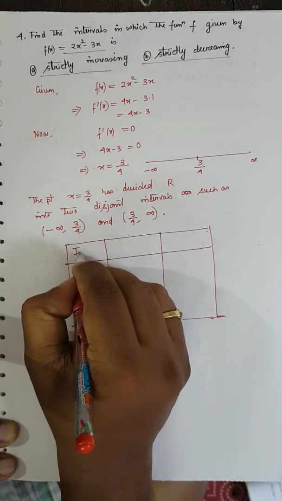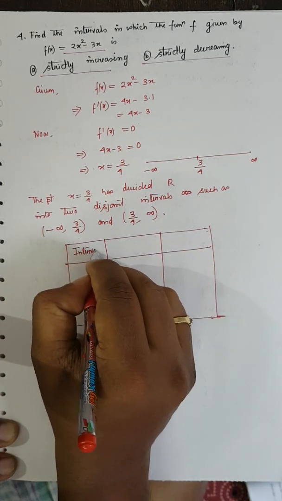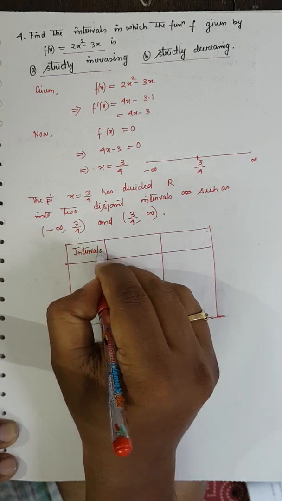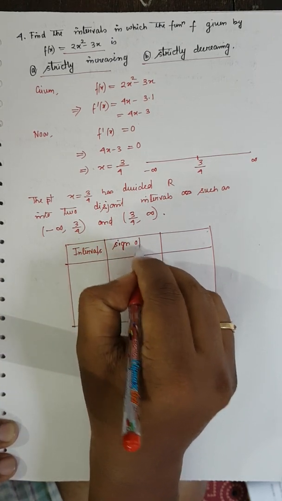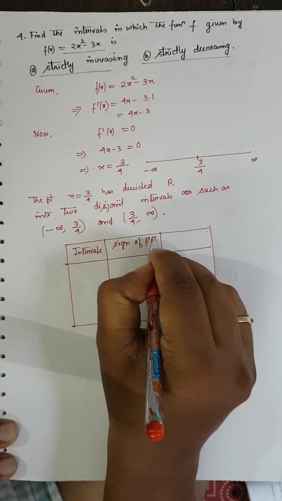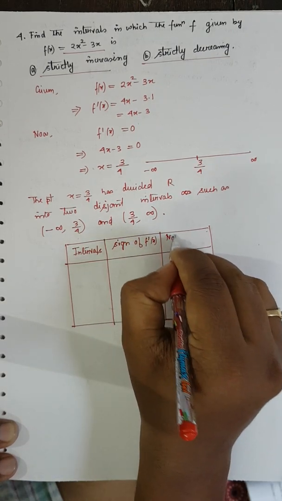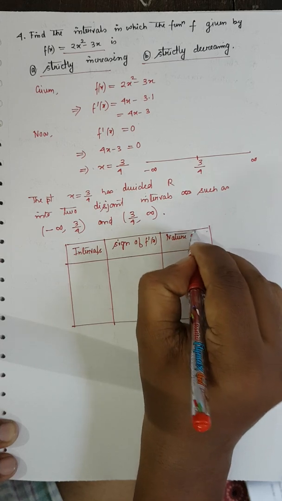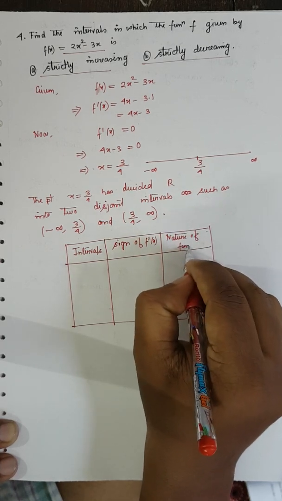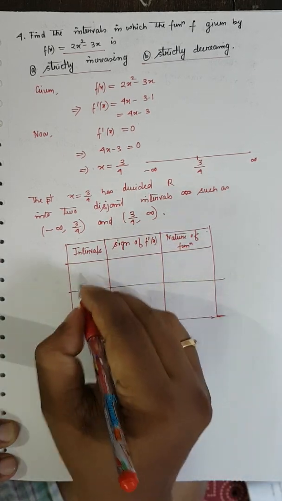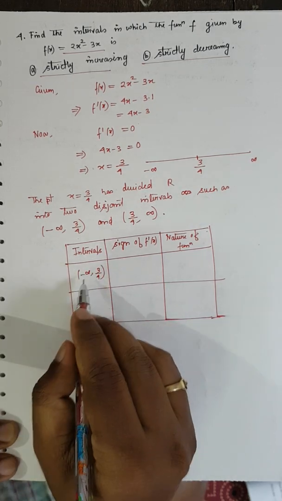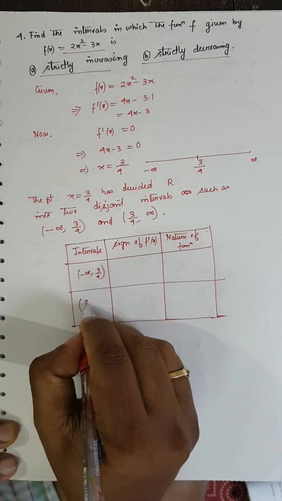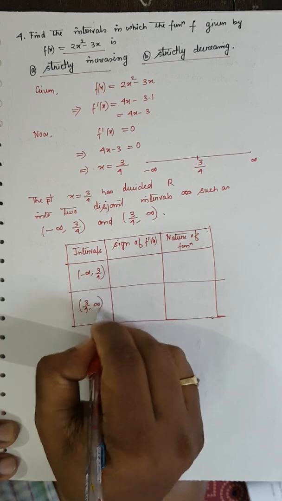First column is for interval, second is sign of f dash x, and third one is nature of function. See, in these two intervals, first one is minus infinity to 3 by 4, second one is 3 by 4 to infinity.